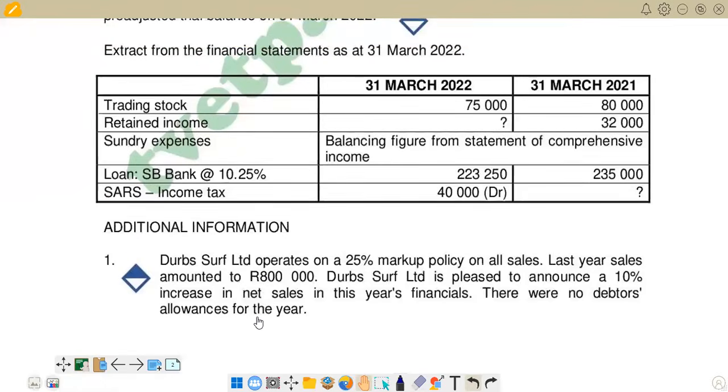Additional information is saying Dubs Safe Limited operates on a 25% markup policy on all sales. Last year, sales amounted to 800,000 rands. Dubs Safe Limited is pleased to announce a 10% increase in net sales in this year's financials. There were no debtors allowances for this year. So that is what we have on this page. Then we can move on to the next page to see.